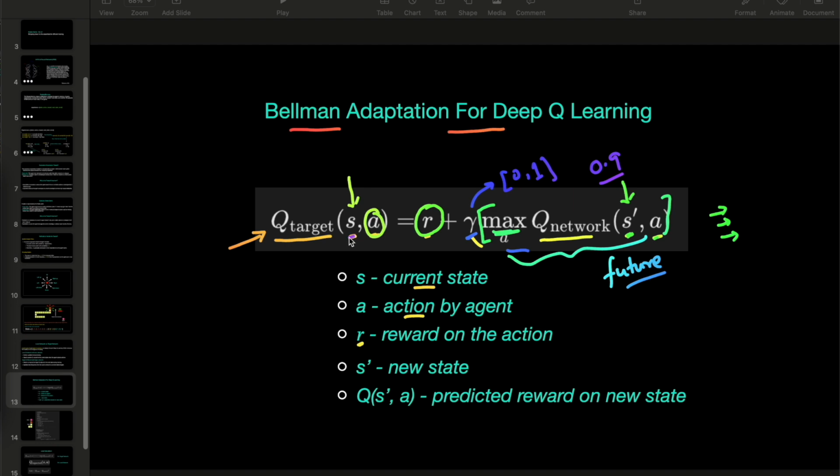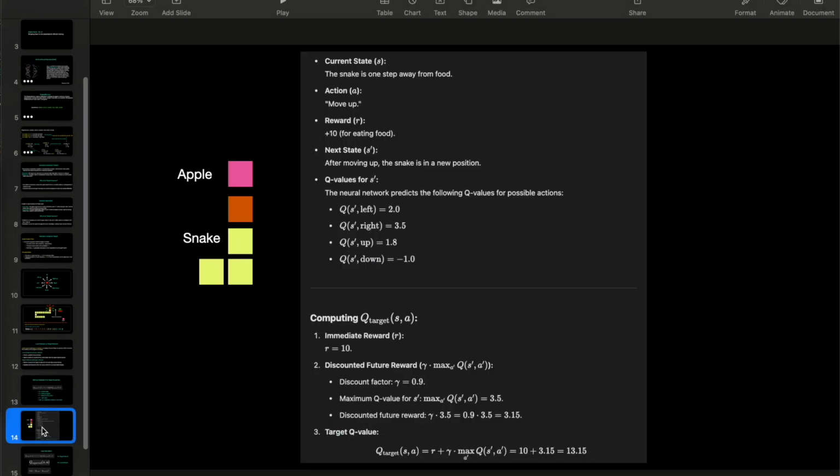So again, on the current state S, the agent takes an action A. For that, the agent receives the reward R, and then lands on the new state S prime. On that new state, the agent can take any of the possible actions. We will pick the action that gives the maximum reward, multiplied by the discount factor, added to the reward, and that becomes the target Q value for the current state. So this is on the target network. So let's take an example.